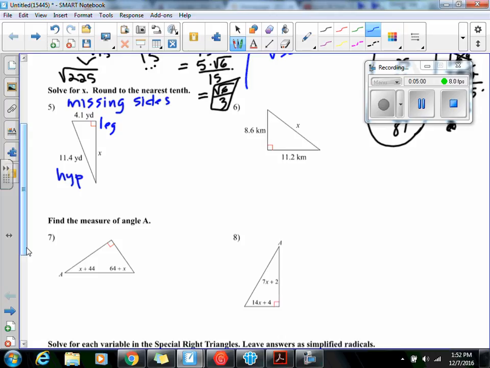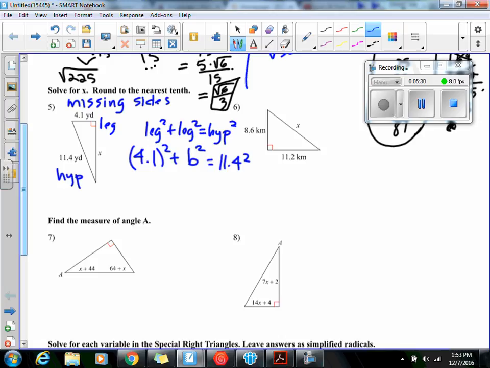So I'm going to use leg squared plus leg squared equals hypotenuse squared. I like to do it like this because with a squared plus b squared, people always ask me, which one's a, which one is b? It doesn't matter. They're both legs. It's always the hypotenuse. So we're going to do 4.1 squared plus, and you can call this b if you want, or x, equals 11.4 squared.